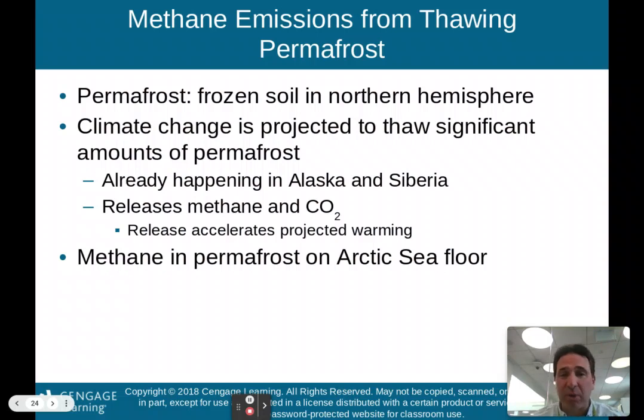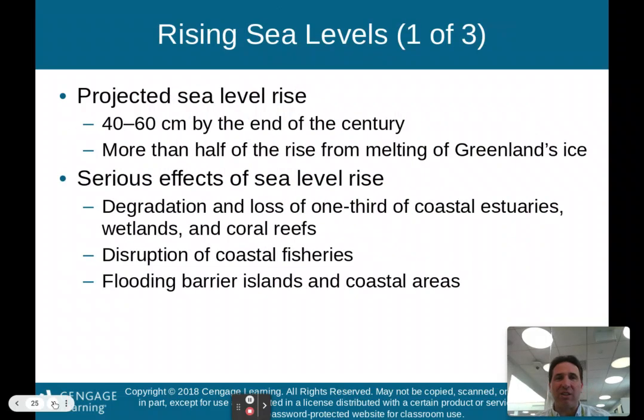Methane is also in the permafrost on the Arctic seafloor, which, as that begins to warm, will melt and release that methane into the air. Then again, we're talking about rising sea levels, projected sea level rise of 40 to 60 centimeters by the end of the century. Doesn't sound like a lot, but it is.